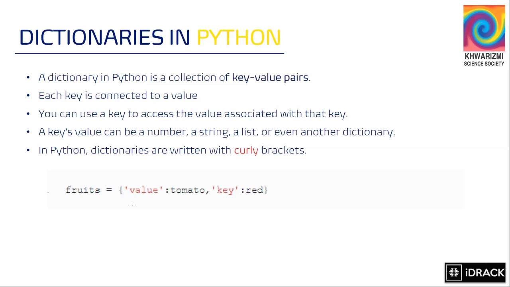you would give it a name, not a value. You would give it a name. So that would be called the key. And then whatever is in that key would be the value. So it is a collection of key value pairs.